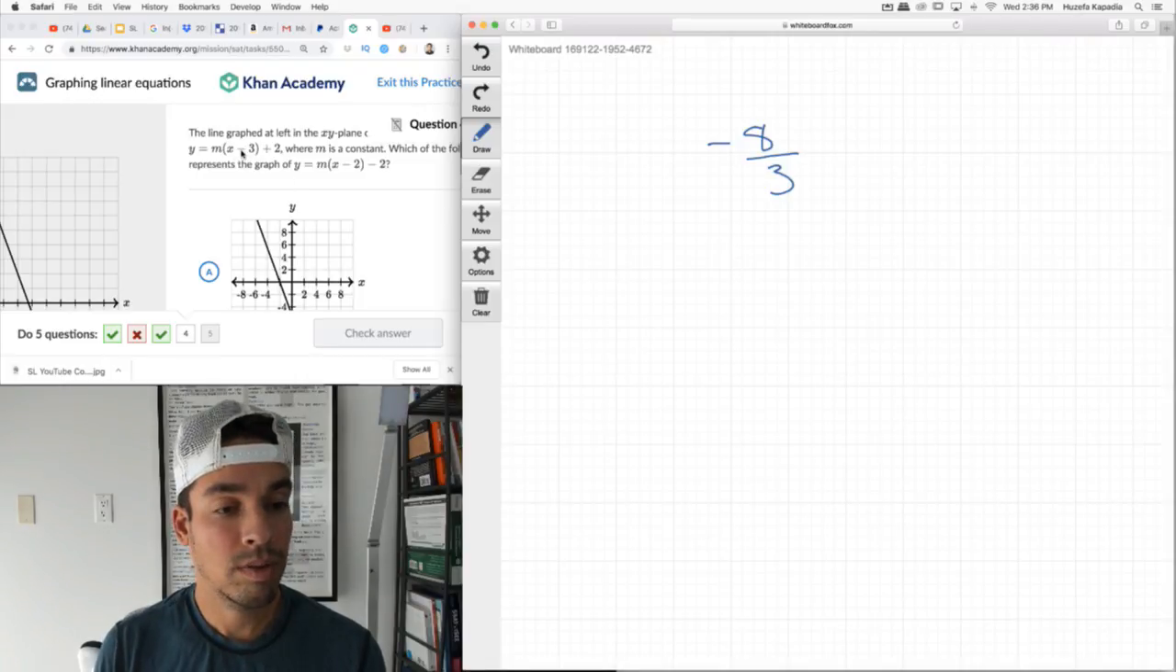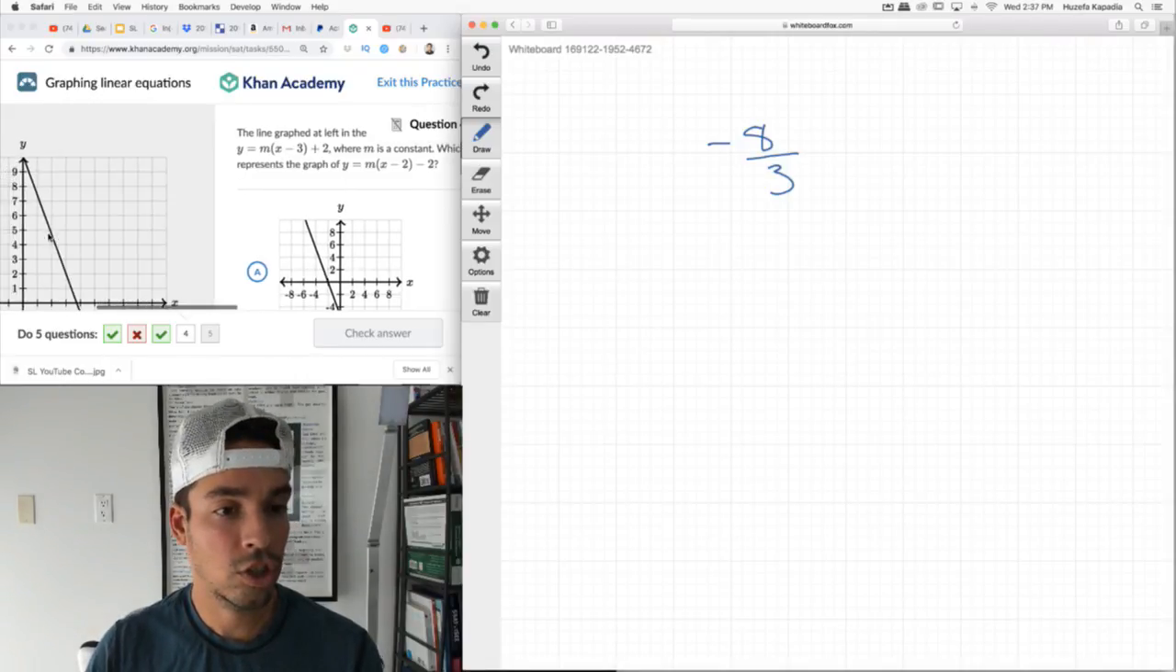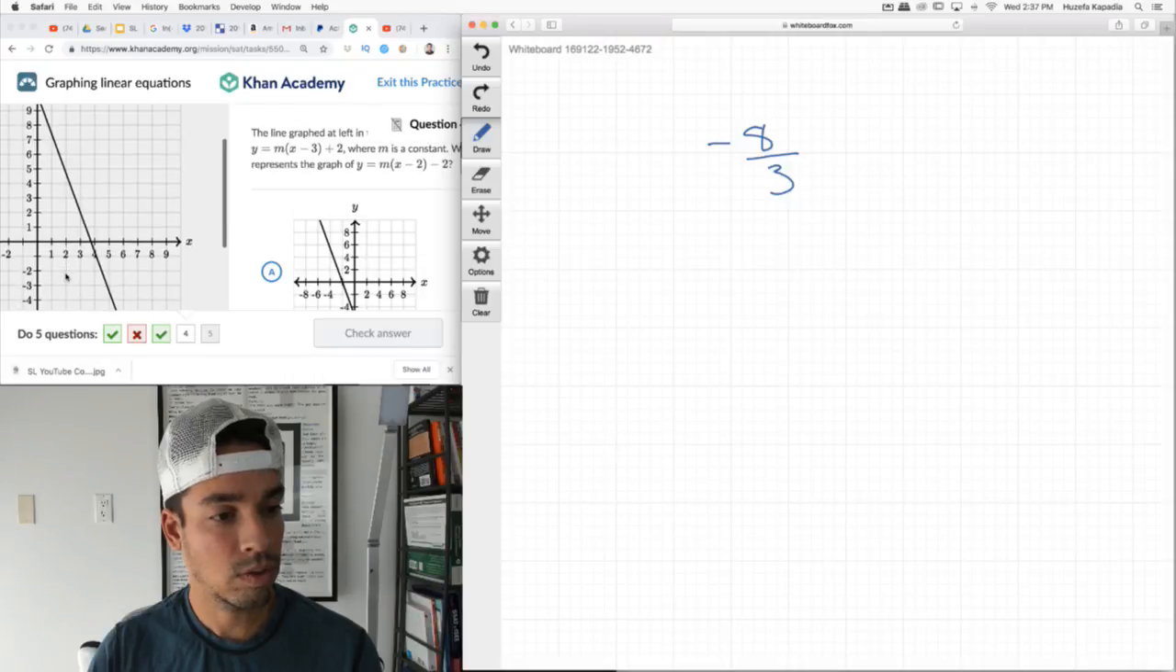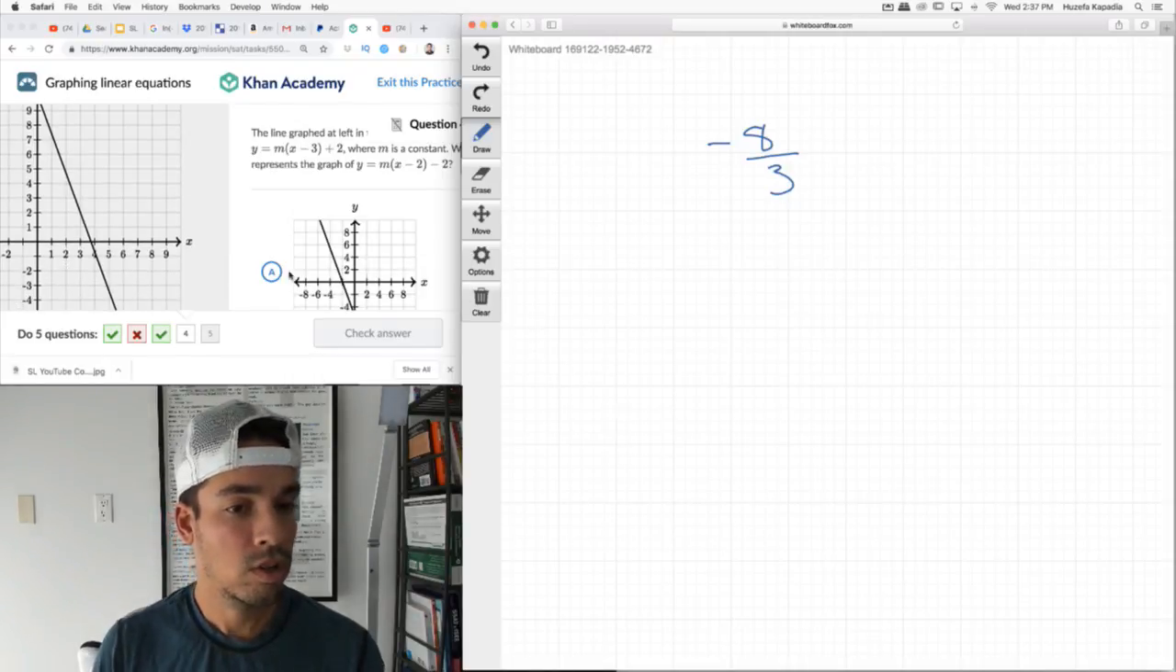So right now over here, it's shifted to the right by 3. That's what all this stuff is. It's shifted to the right by 3 and up by 2, right? And now the new one is shifted only to the right by 2. Instead of being shifted up by 2, which would put it here, it's shifted down by 2. So it should cross this point of 2, negative 2. So you see how I did that?